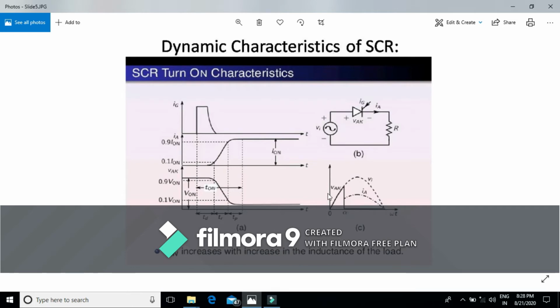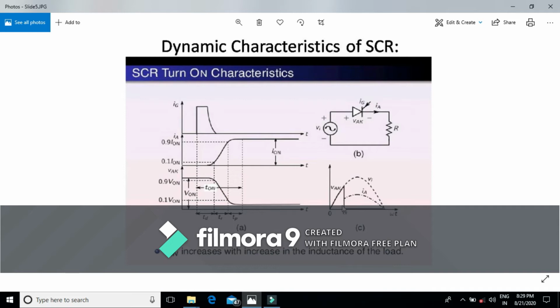That means when the voltage across this SCR reaches Vm sine alpha, this SCR is triggered on, and at that instant the voltage drop across the SCR will be zero. Since from 0 to alpha the SCR is not triggered, that means the SCR is in off state, the current across the SCR will be zero. That means this dotted line, that is IA, from 0 to alpha, this will be 0.